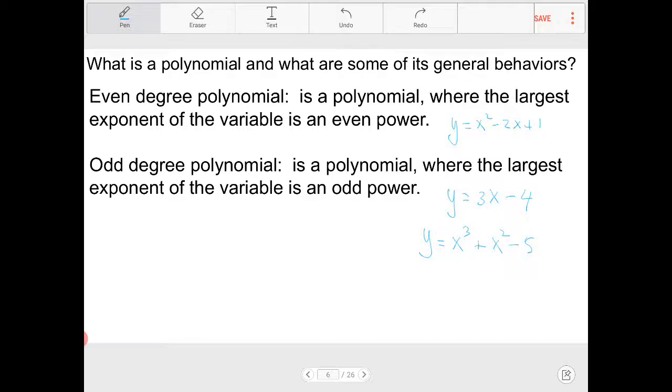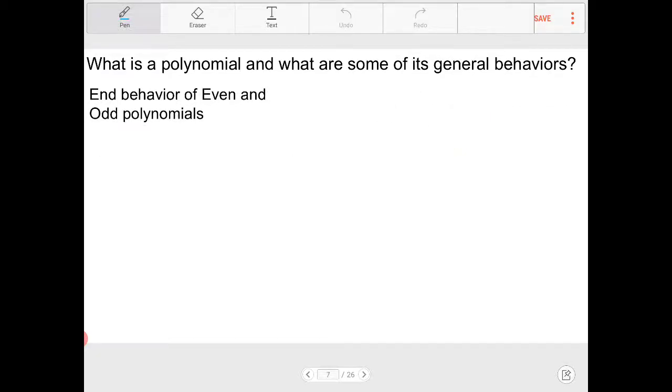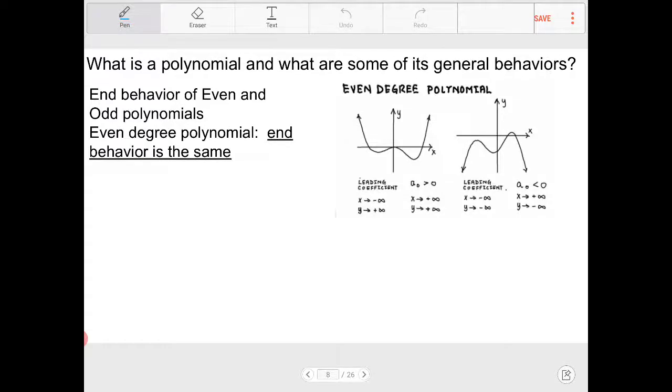Why is there a need to distinguish between odd and even? Well, as it turns out, there are some generalizations that we can make based on whether it's odd or even. The generalization we can make is the end behavior. What I mean by end behavior is when we graph out an even degree polynomial, the end behavior will behave in one of two ways. It will either go towards positive infinity or go towards negative infinity.